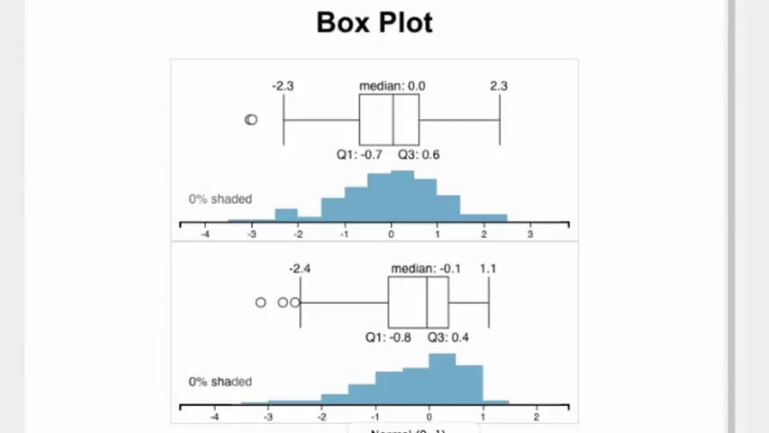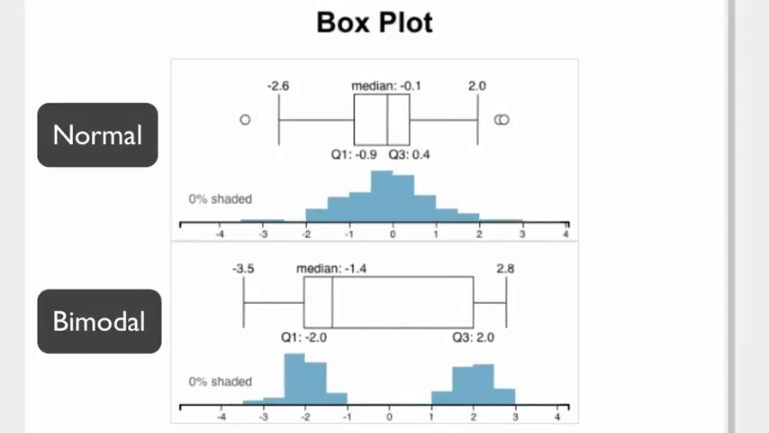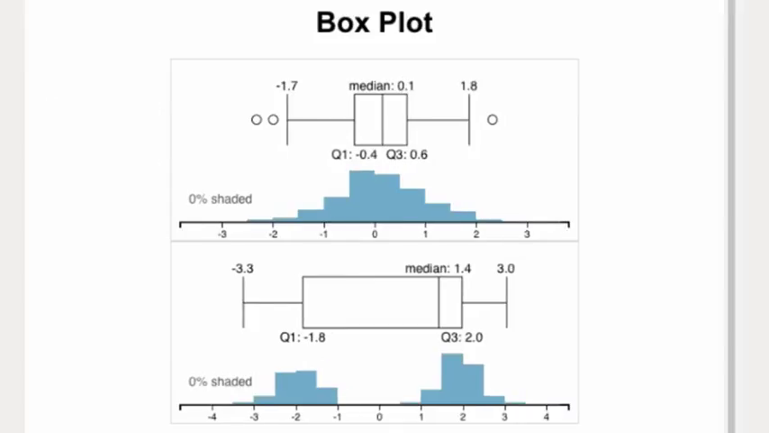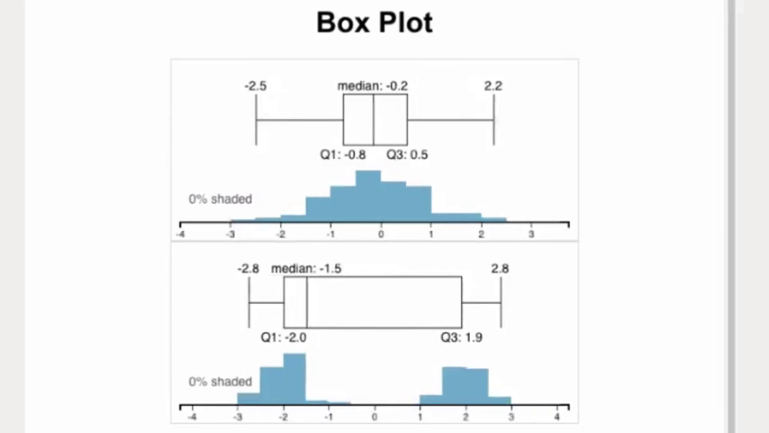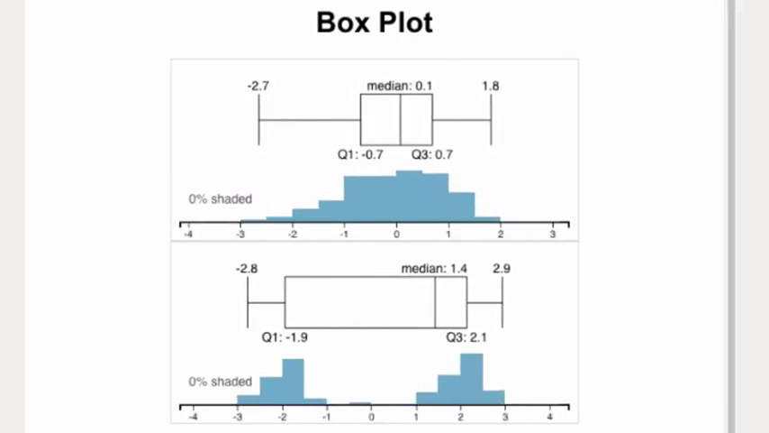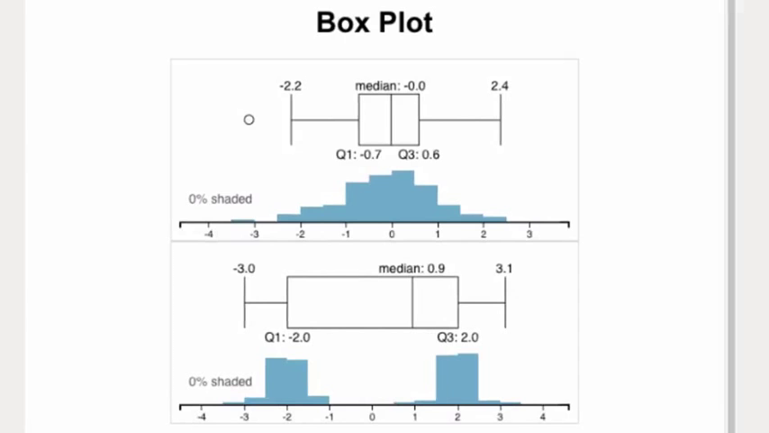Finally, we have distributions that are bimodal. These distributions have two local modes, or local maxima. Let me resample some different bimodal distributions. Do you think the median is a good description of the center of this distribution?